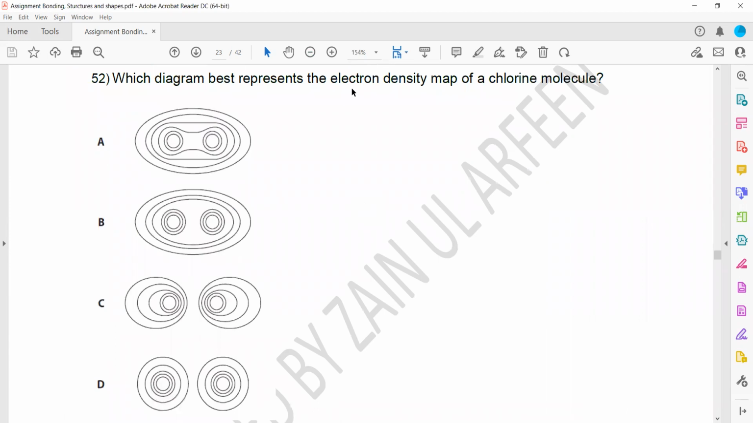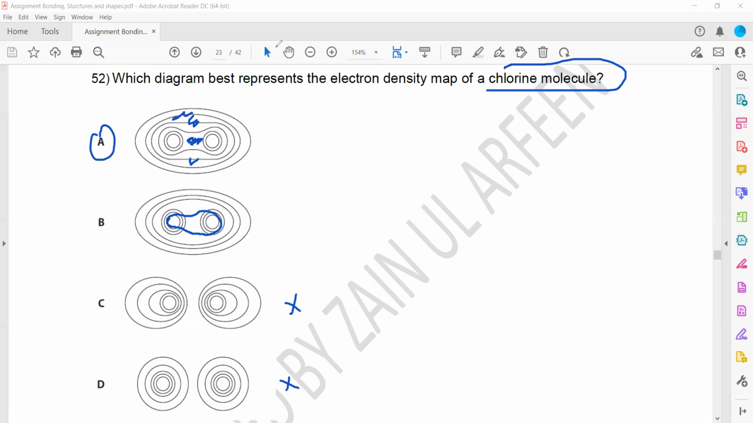In question 52, which diagram best represents the electron density map of a chlorine molecule? Electron density map of a chlorine molecule means the covalent structure is there. So there should be lines around both nuclei, and we can find that C and D cannot be the answer. Why? Because separate lines are there for the two atoms. So either A or B. But there should be lines around, even in the center, around the two nuclei. So that's why A is the right answer, because we can find an electron anywhere within this region. The probability of finding an electron is maximum anywhere within the region.